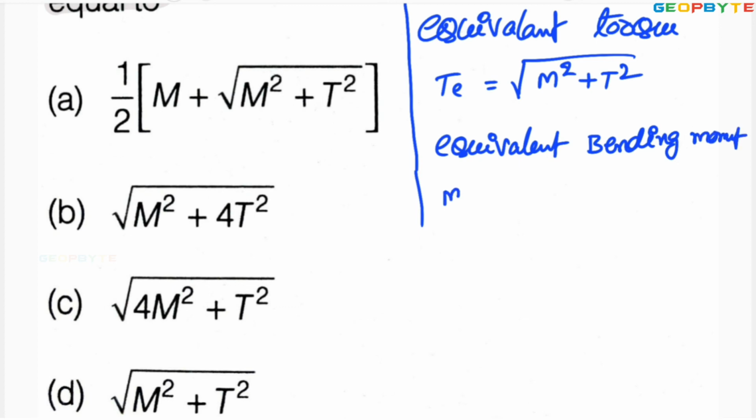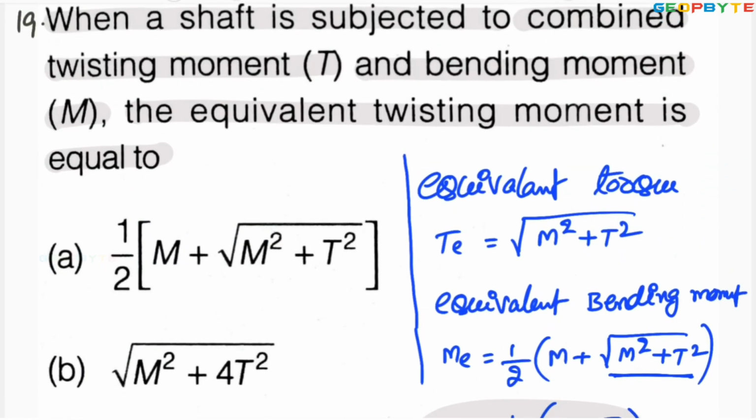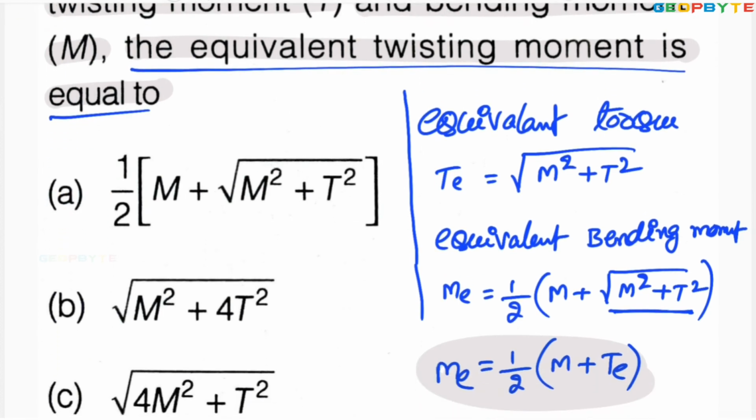The equivalent bending moment ME equals half into M plus root over M square plus T square. This is equal to half into M into M plus this root over M square plus T square, which I can write as equivalent torque. So this is the relation between the equivalent torque and equivalent bending moment. But for our problem, he is asking only the equivalent twisting moment. The equivalent twisting moment is equal to root over M square plus T square.